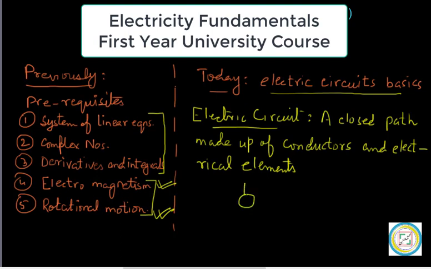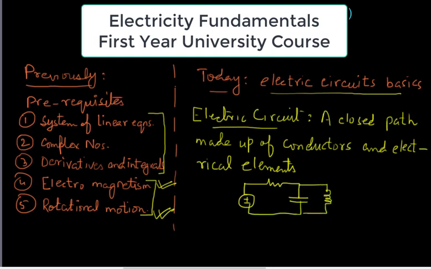It can have a battery, for example. It can have some resistor, some capacitor, some inductor also. Inductor is also an element we would study. And these lines here, let me highlight them. These lines here, they are the conducting path. They are used to connect these elements together. Such a closed path where electric current can flow is called an electric circuit.